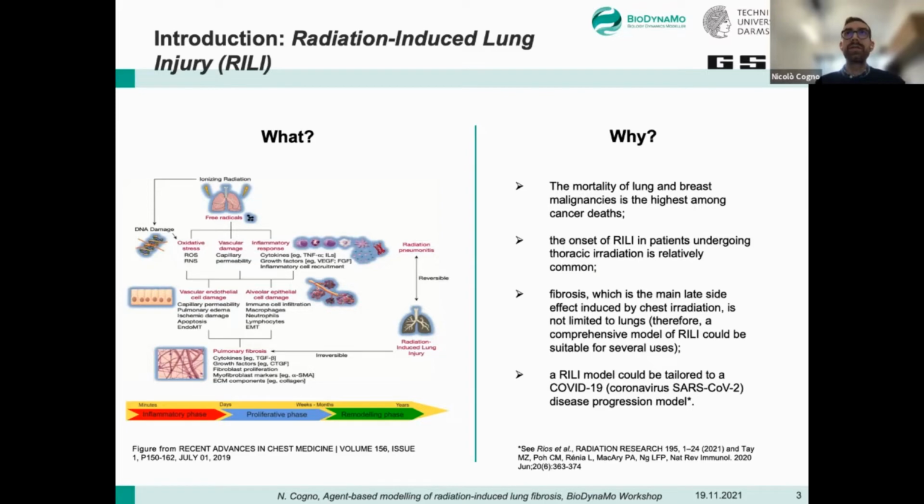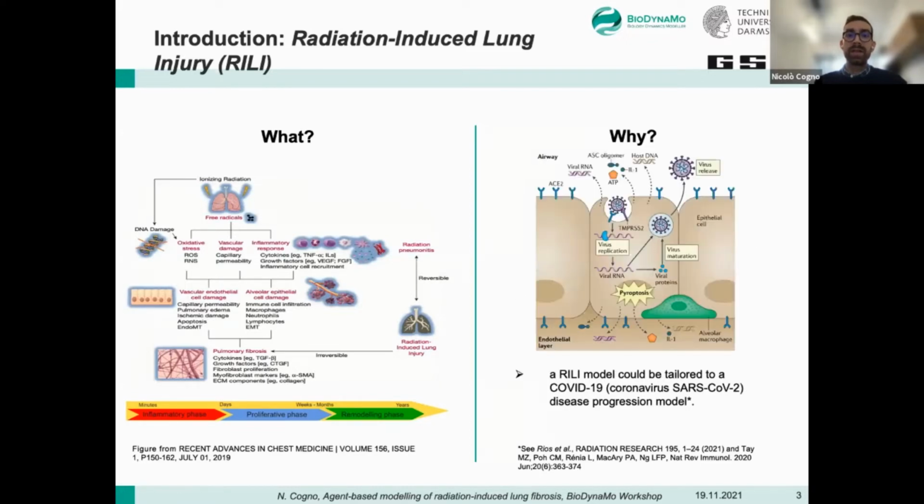First of all, the mortality of lung and breast malignancies is still the highest among cancer deaths. And the onset of RILI in patients who undergo thoracic irradiation is relatively common. On top of that, fibrosis, which is the main late side effect induced by chest irradiation, is not limited to the lungs, and therefore a comprehensive model of RILI will also be suitable for other uses.